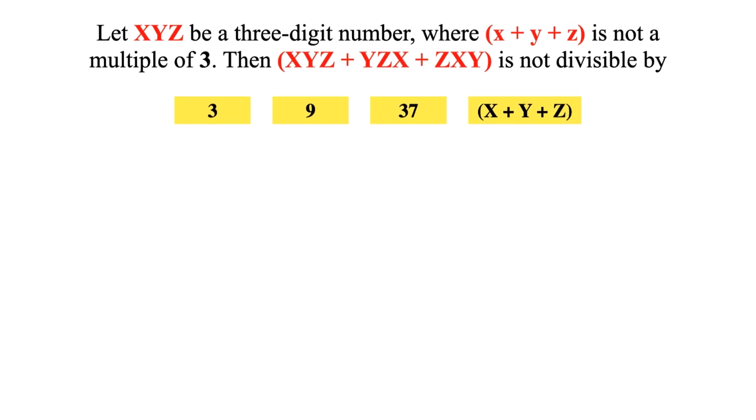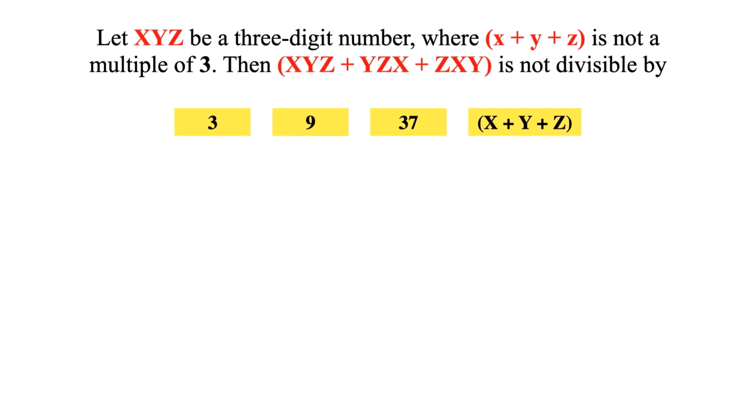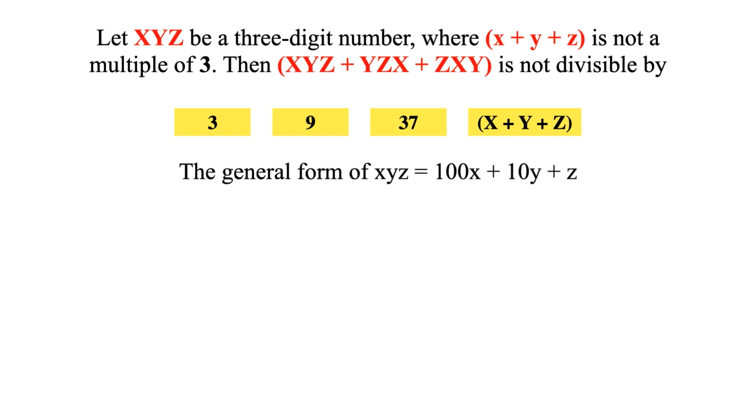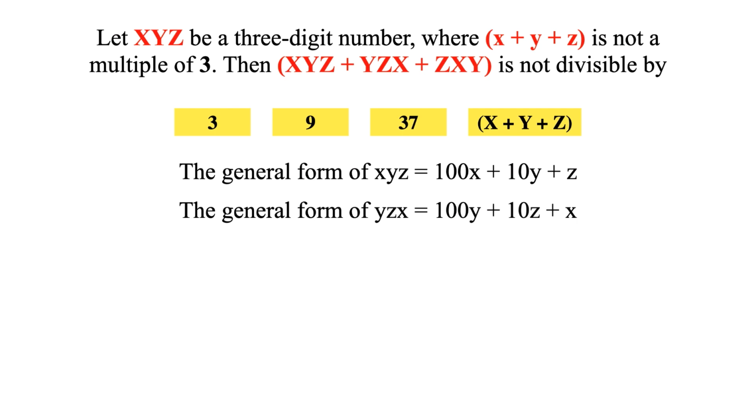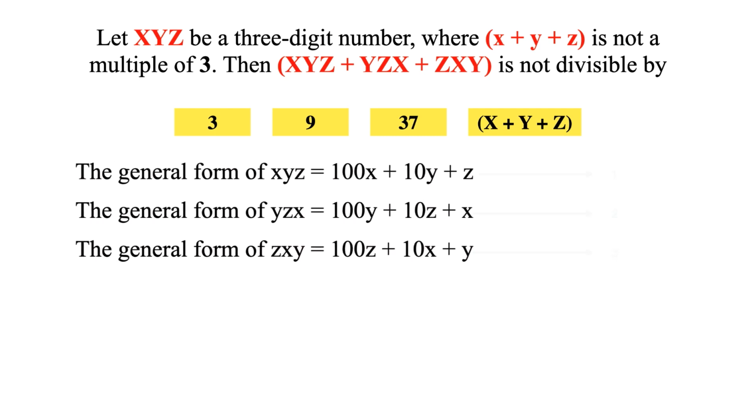Let me solve this problem step by step. To solve this problem, one must know how to represent the generalized form of a 3-digit number. The general form of XYZ equals 100x plus 10y plus z. Similarly, the general form of YZX equals 100y plus 10z plus x. And the general form of ZXY equals 100z plus 10x plus y. Call these equations 1, 2 and 3.